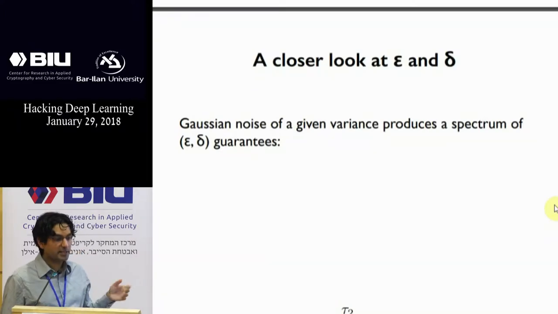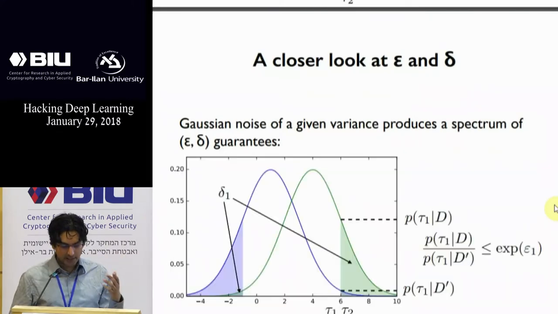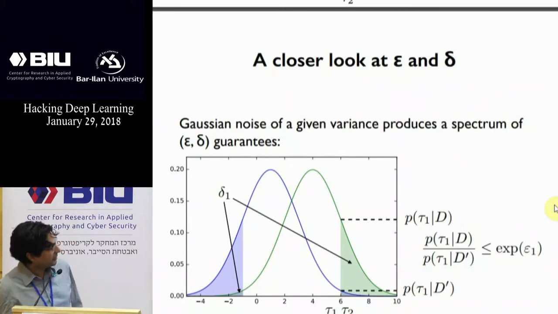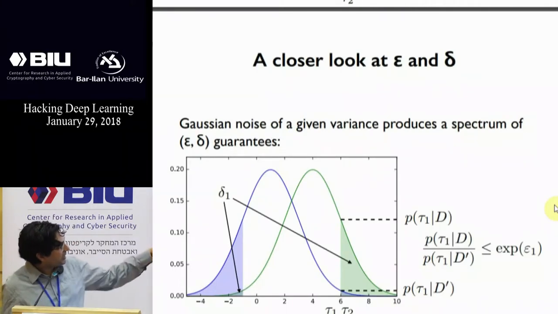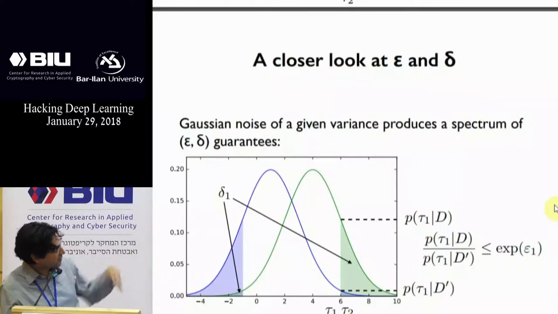One popular mechanism, for example, if I want to publish a differentially private version of the mean, is to add Gaussian noise. Gaussian noise with a given variance actually guarantees a whole range of epsilon-delta guarantees. That's because essentially what you're doing is showing, so here are two Gaussians with different means, because I've added Gaussian noise to two different outputs of two different data sets which have two different means.